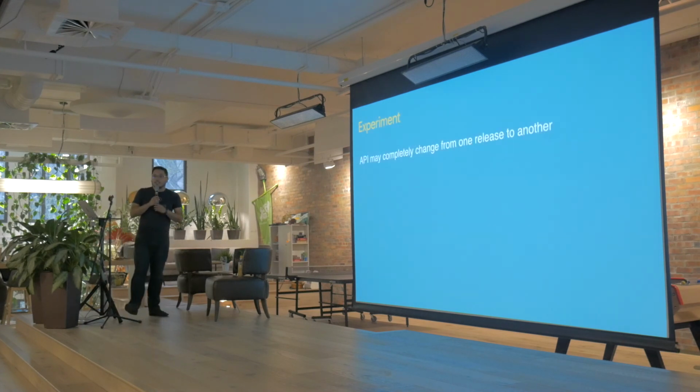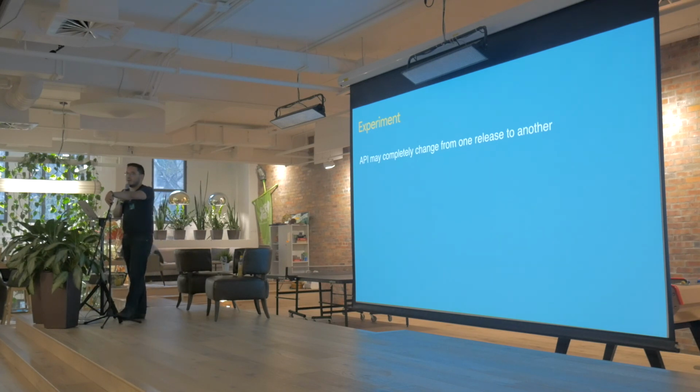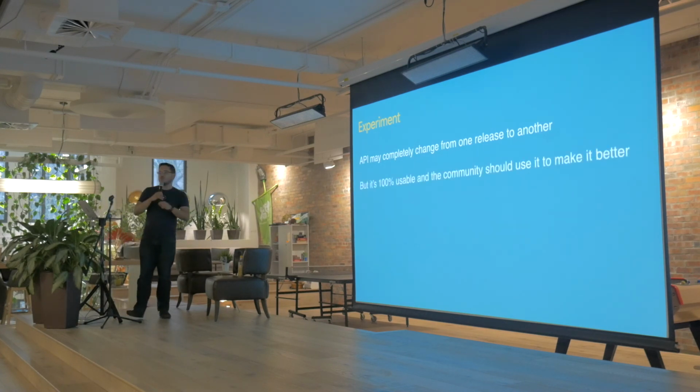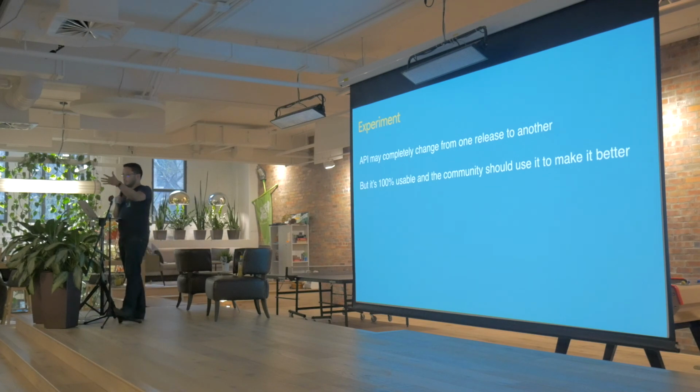It's an experiment. When they say an experiment, it's not that it doesn't work well. It actually does work well. It works properly. It's not going to bug your application or anything. It's just that it may change in the future. The same way that Swift 2 to Swift 3 completely changed, this may change too. But like I said, it's 100% usable, and I think the community should use it to make it better, so you can give feedback and ideas on how to work it in a better way.